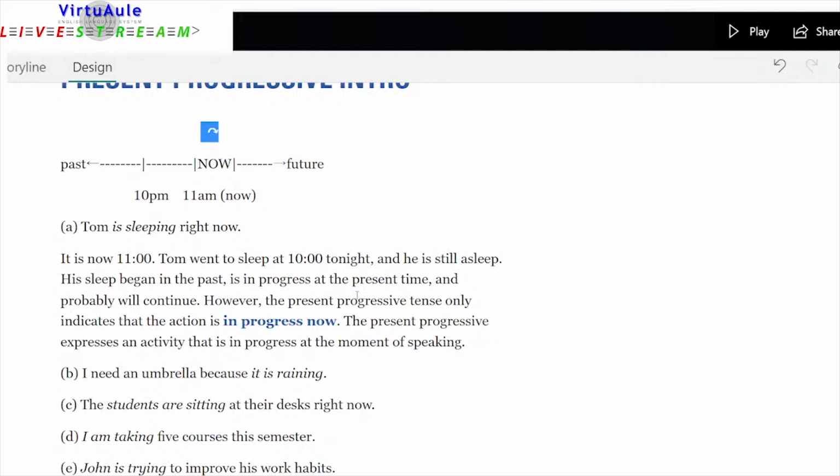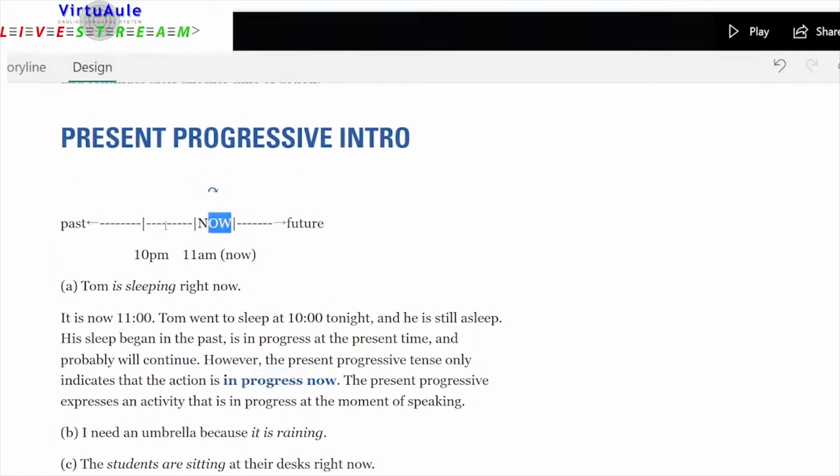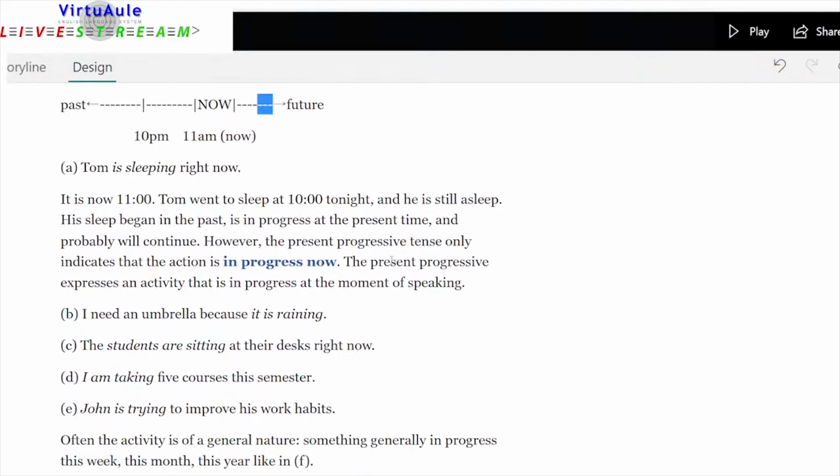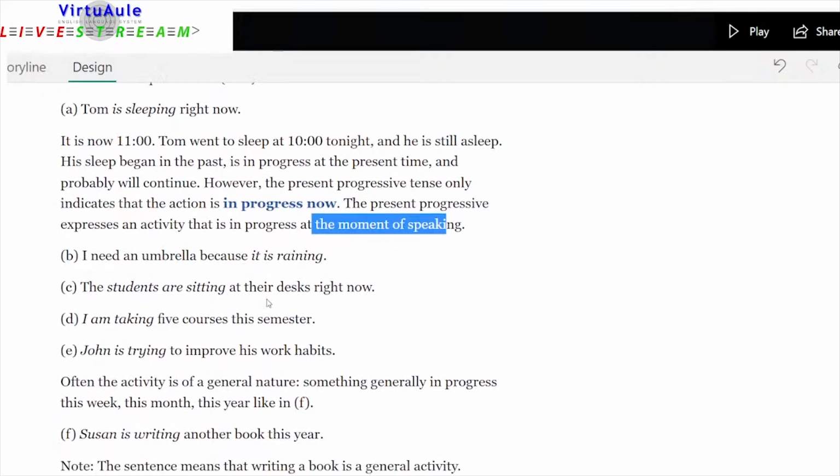However, the present progressive tense only indicates that the action is in progress now. I cannot talk about what happened before now or what happens after. The present progressive expresses an activity that is in progress at the moment of speaking.